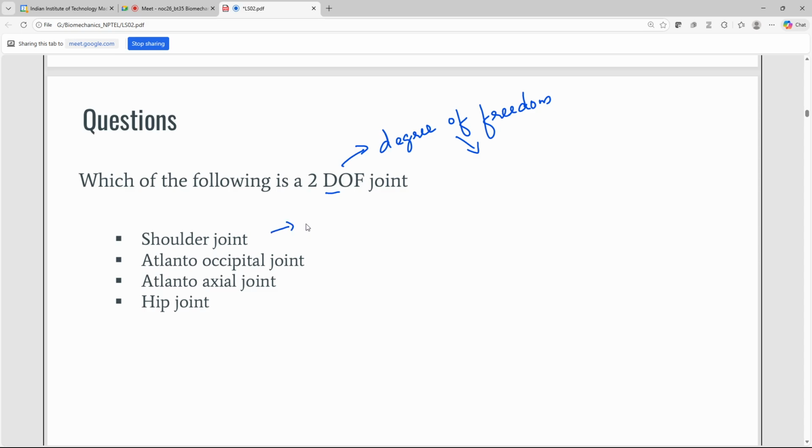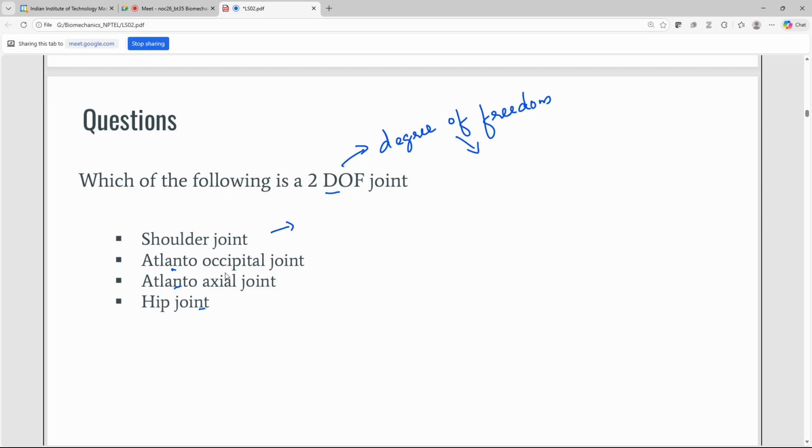So shoulder joint we have discussed. It's a ball and socket joint. The word Atlanto comes to the neck bone joints. Hip joint, you can understand from the word itself. It's in the hip joint. And I can see there's confusion in Atlanto joints.